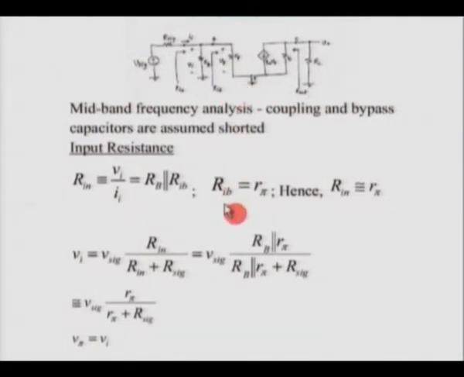Now so therefore we see that the input resistance R in is approximately R pi, which means the input resistance of a common emitter amplifier is approximately 1 kilo ohms, of that order.